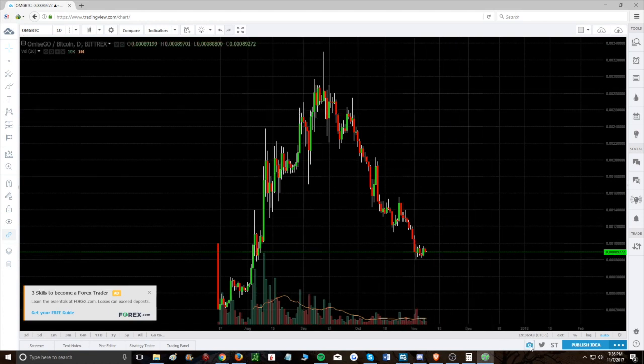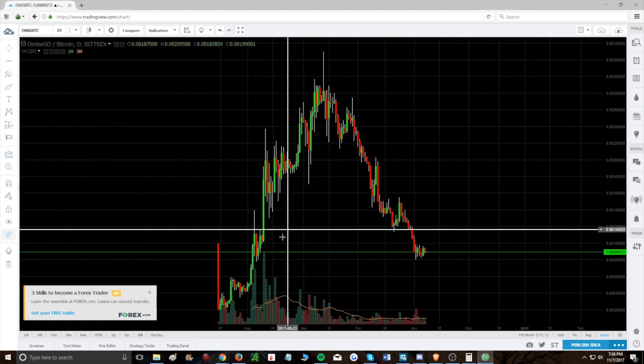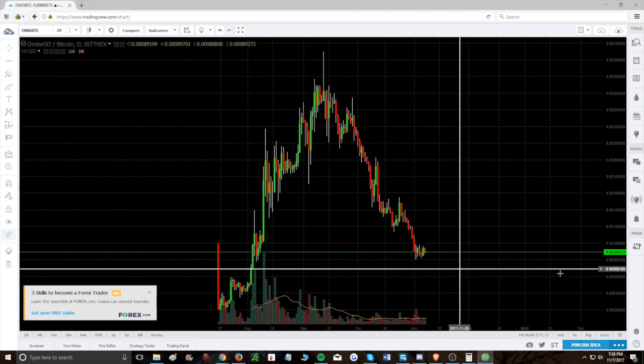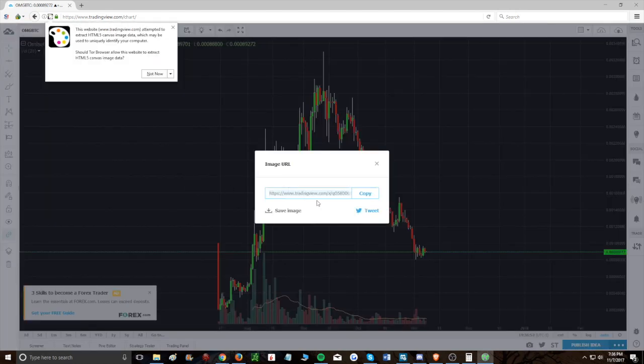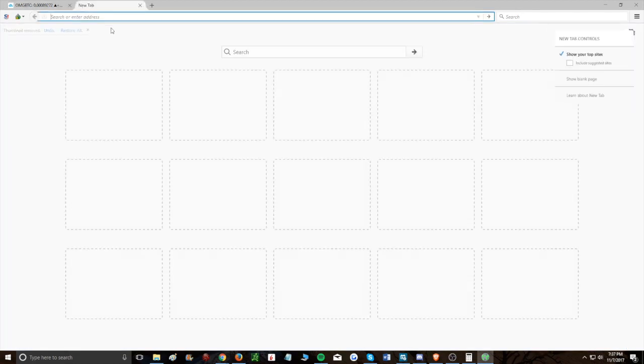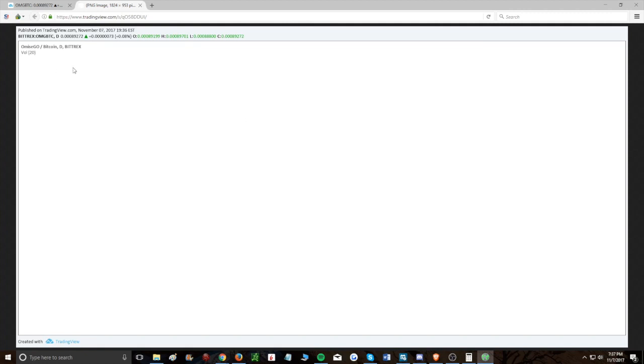And if you're just looking for a simple screenshot so you don't have to go through the whole print screen and pulling up Paint, you just hit this camera down here. It gives you the image to the link. I hit copy. Let's see what it looks like. It brings me right to the chart.